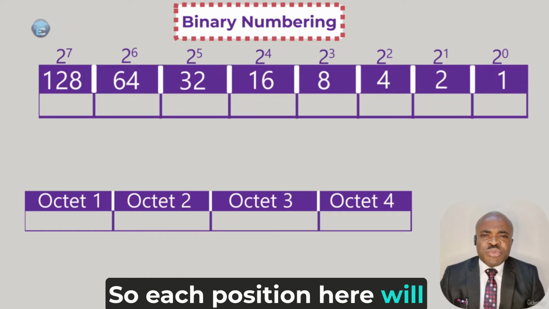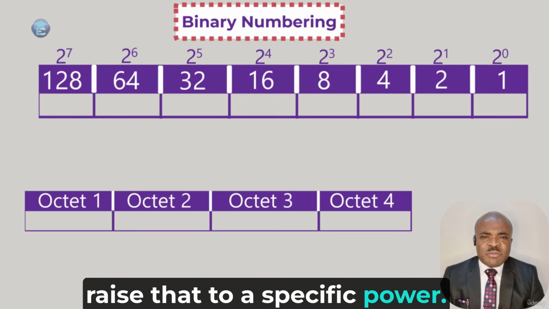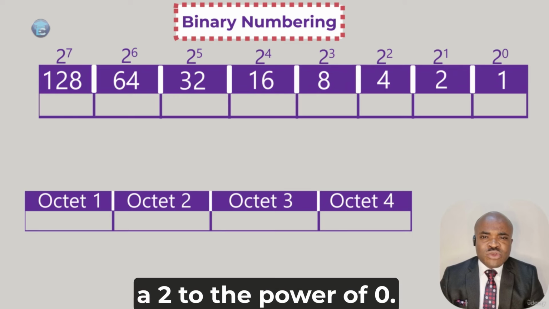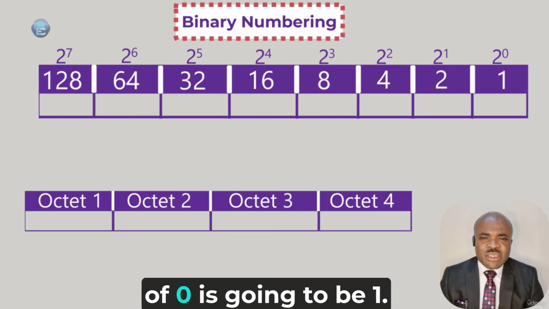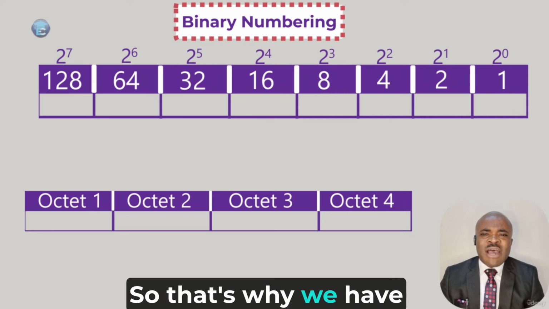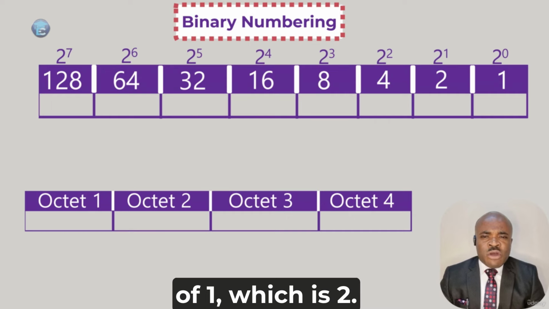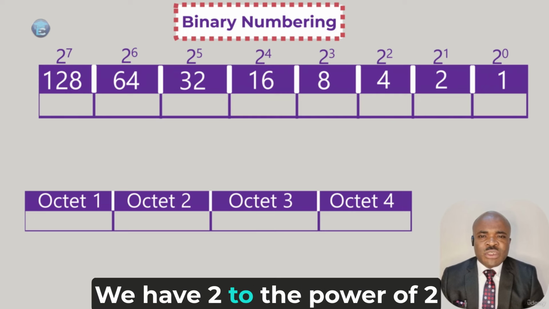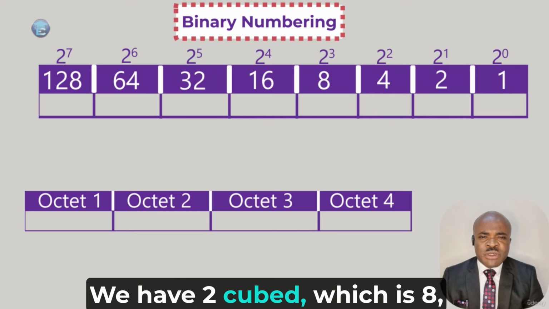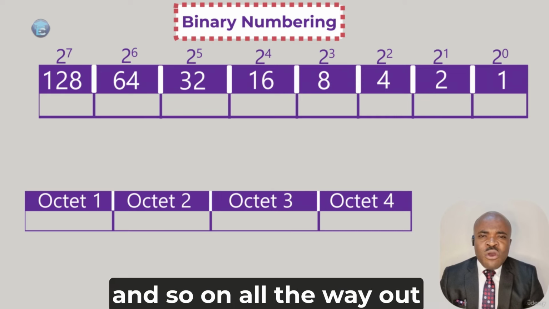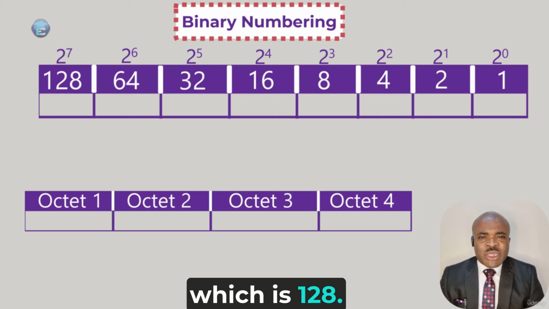So each position here will be a base 2 numeral, where we take the number 2 and raise that to a specific power. The far right column will be 2 to the power of 0. And in fact, any number raised to the power of 0 is going to be 1. So that's why we have a 1 in that column. Next, we have 2 to the power of 1, which is 2. We have 2 to the power of 2, or 2 squared, which is 4. We have 2 cubed, which is 8, and so on, all the way out to the last column, 2 to the power of 7, which is 128.